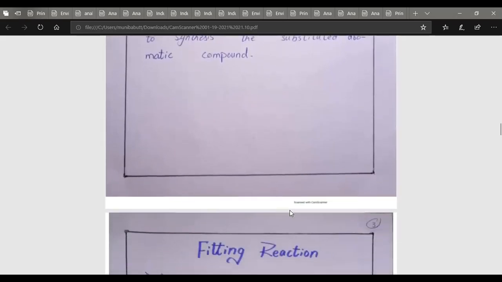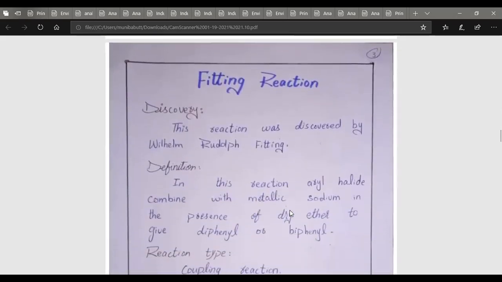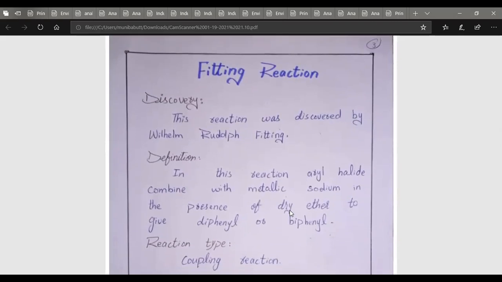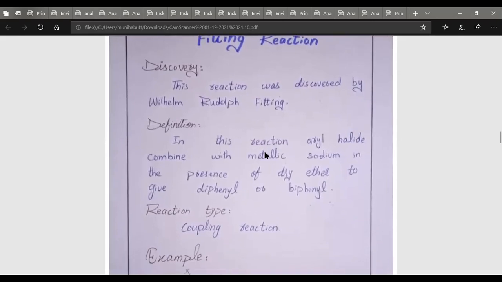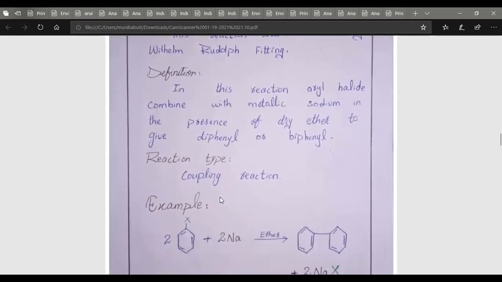Now I move towards the third and last one, the Fittig reaction. The Fittig reaction was discovered by Wilhelm Rudolph Fittig. According to its definition, in this reaction an aryl halide, that is, a halide attached to a benzene ring, combines with metallic sodium in the presence of dry ether to give diphenyl or biphenyl. So it is also a coupling reaction.